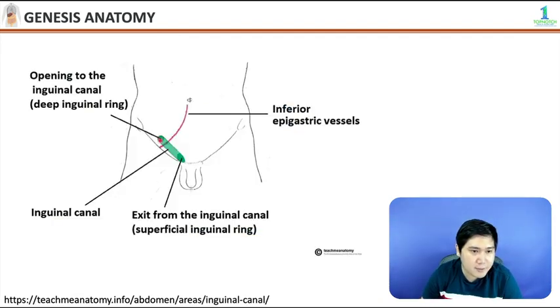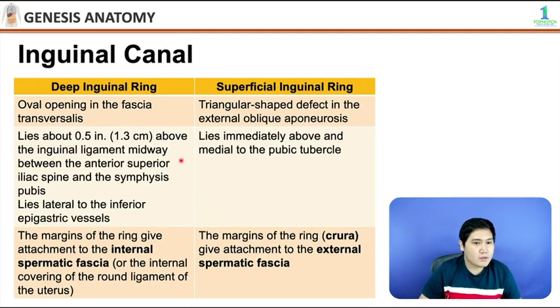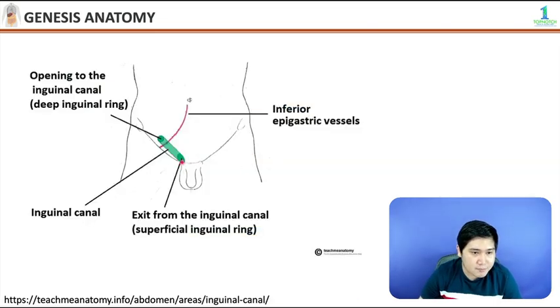So this is your inferior epigastric, this is your deep inguinal ring. This is your inferior epigastric vessels. So it lies lateral. This is your symphysis pubis. This is your ASIS. So midway, that's where the deep inguinal ring is. While your superficial inguinal ring lies immediately above and medial to the pubic tubercle. So here is the pubic tubercle. This is the superficial inguinal ring.